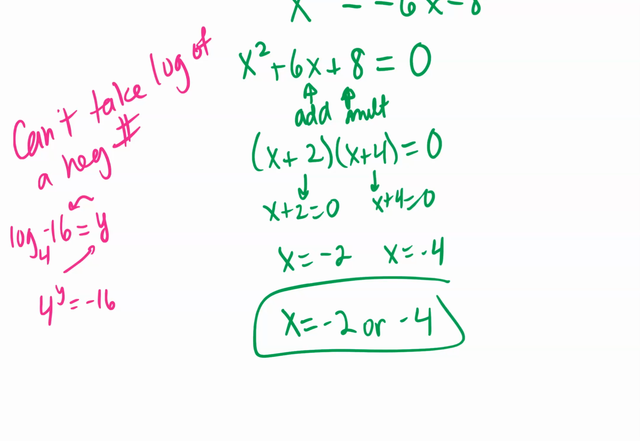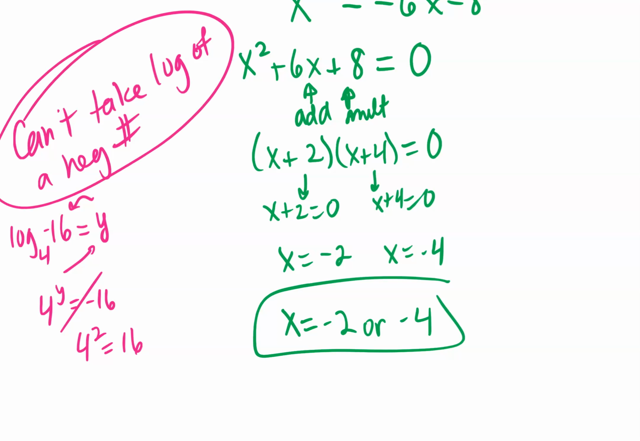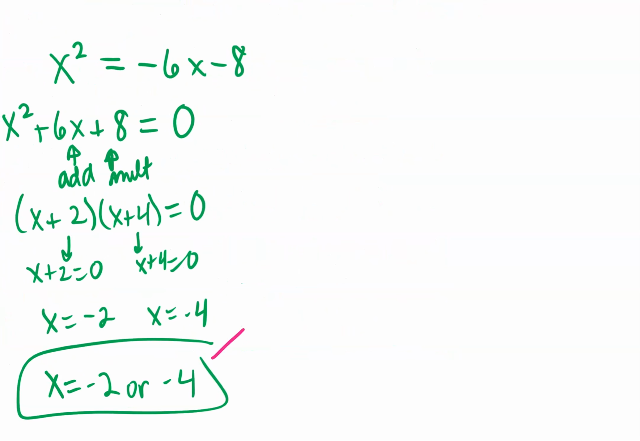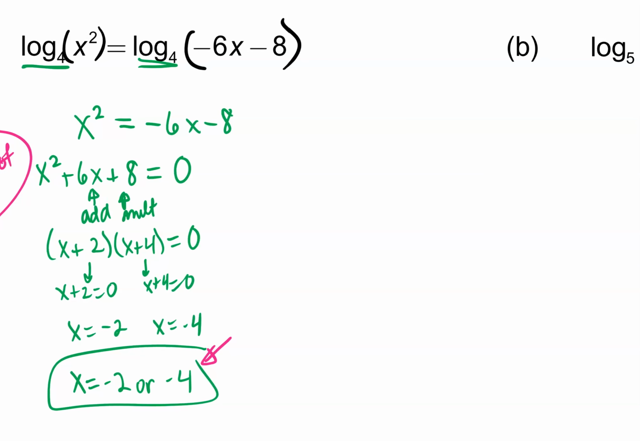Right? It doesn't make sense, because 4 squared is 16, but it's not negative 16. There's no y I could plug in. 4 to any power is never going to be equal to a negative 16, so I can't take the log of a negative number. So I need to check to make sure that the two solutions I found right here are actually going to work.